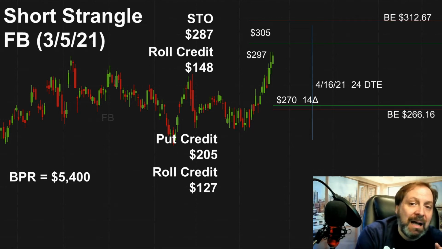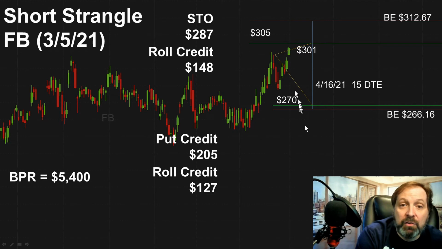But again, I'm trying to just keep the deltas neutral, because as the stock moves $1 up or $1 down, I want to break even on my option premiums. So here we go. We got a little window. We're trying to stay within this triangle for the next 24 days. And let's take a look and see what happens.